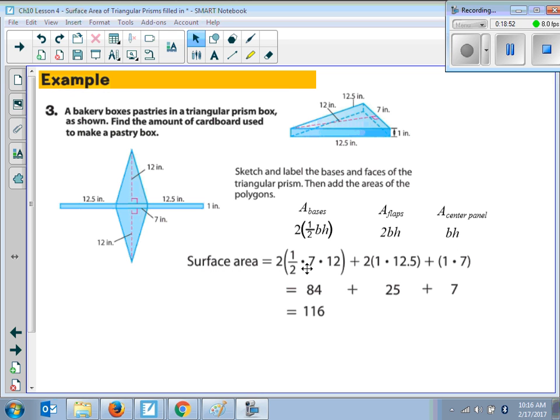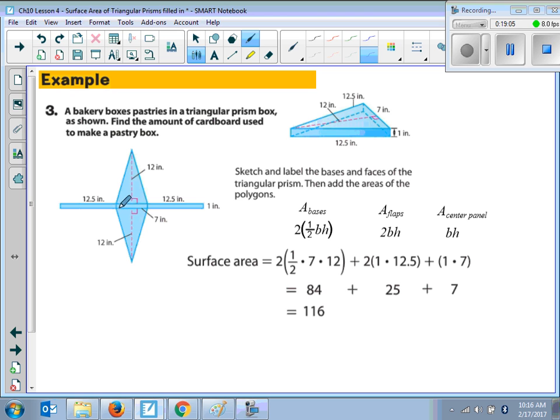Now to find your surface area, you can substitute what you know. So we have 2 times the quantity of 1/2 times 7 times 12, and we get those from here. The 7 is right there. Let me point to it with a pen. The 7 is right there, and the 12 is the height of the triangle. We simplify that to 84. Then for the flaps, those are just rectangles, so that's 12.5 times 1, and there's 2 of them, so that's 25. And then the center panel is 7, and then up here is 1, so that's going to be 7 times 1, which is 7.